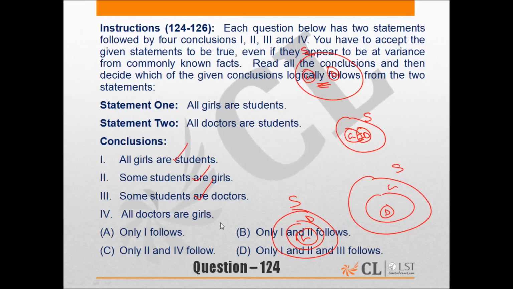All doctors are girls. As we have discussed, this case is possible but not certain. Other cases are also possible. There may be no link at all between girls and doctors, or there may be something common but not all girls may be doctors, or yes, all doctors may be girls. That case is also a possibility, not a certainty. Hence 4 does not follow. If 4 had said all doctors may be girls, if it had clearly mentioned that this is a possibility, then it would have followed. So only conclusions 1, 2 and 3 follow. That is option D. Option D will be the right answer here.